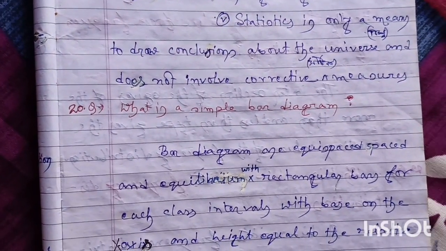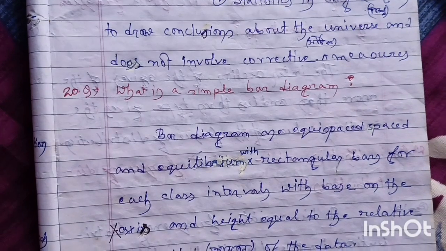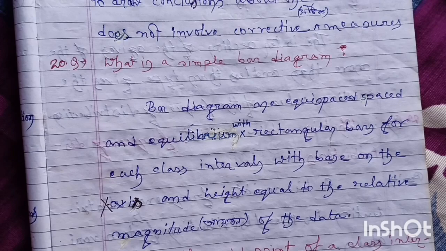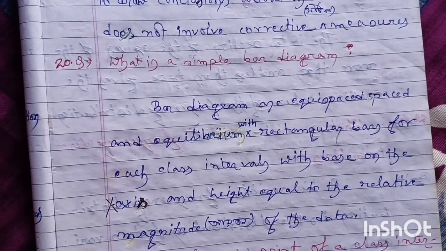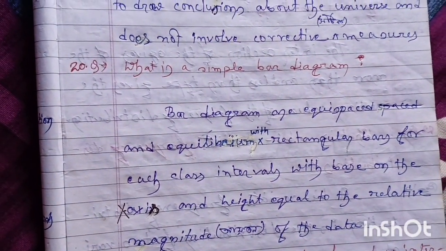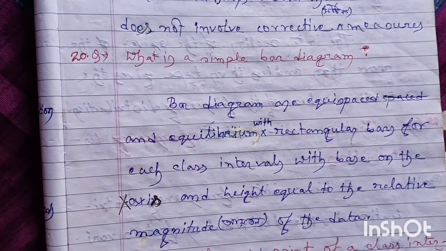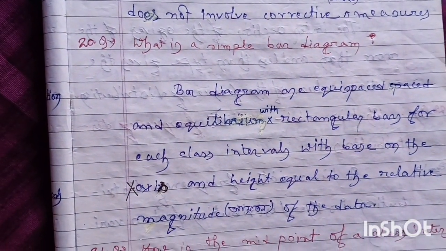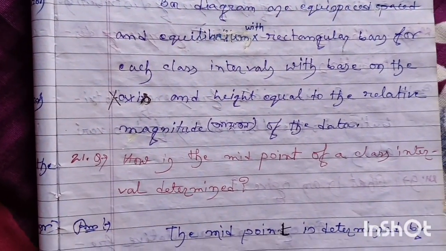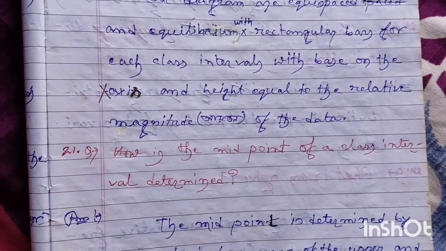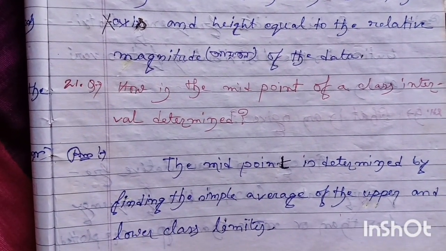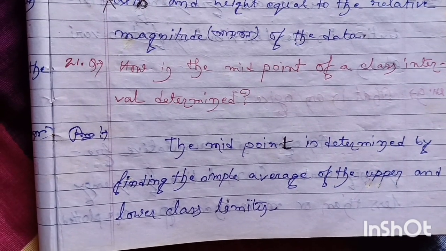Question number 20. What is a simple bar diagram? Bar diagrams are constructed with rectangular bars for each class interval, with base on the x-axis and height equal to the relative magnitude of the data. Question number 21. How is the midpoint of a class interval determined? The midpoint is determined by finding the simple average of the upper and lower class limits.